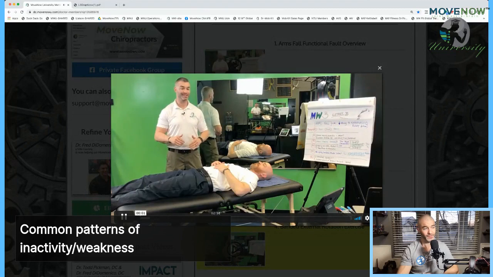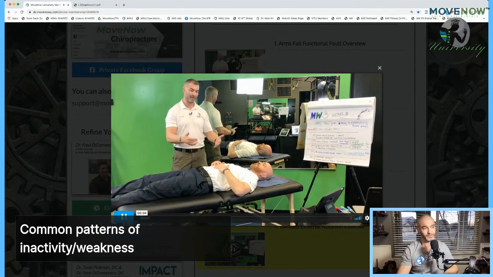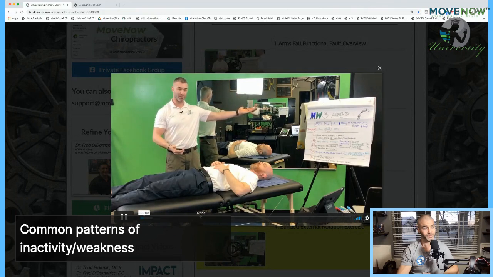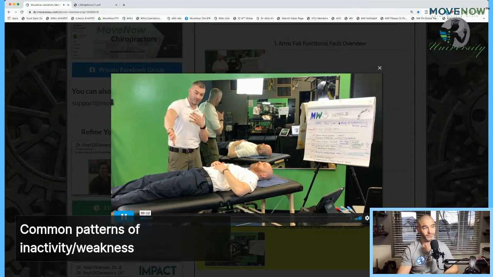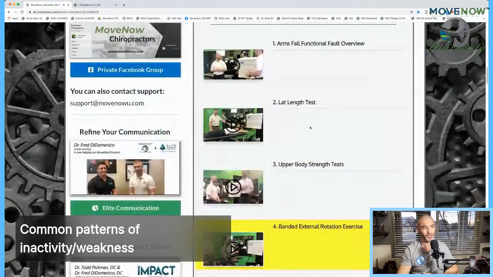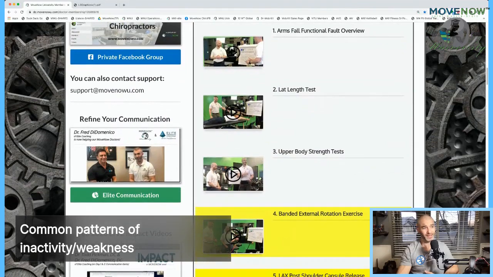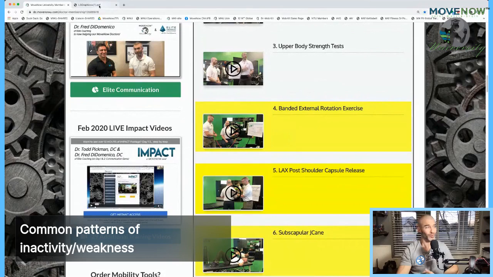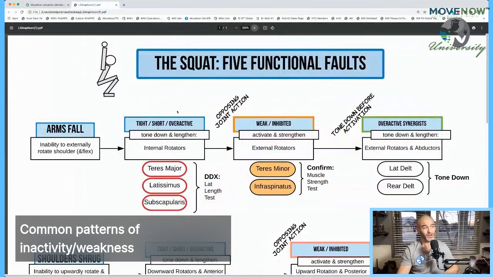There are three things we're trying to differentiate here. Is the reason that our patient can't get the arms fully overhead in the overhead deep squat because they're restricted in this internal rotation? So you get the picture. We run through it. I show it with trainer Tony. All right, lat length test. And then we do some upper body strength tests. And then we show some real specific exercises and releases and things. But let's get back to this. So again, internal rotators are shortened, overactive. We need to identify which ones they are if we want to get into that much detail. And then we have to figure out how to get these tissues to loosen up.